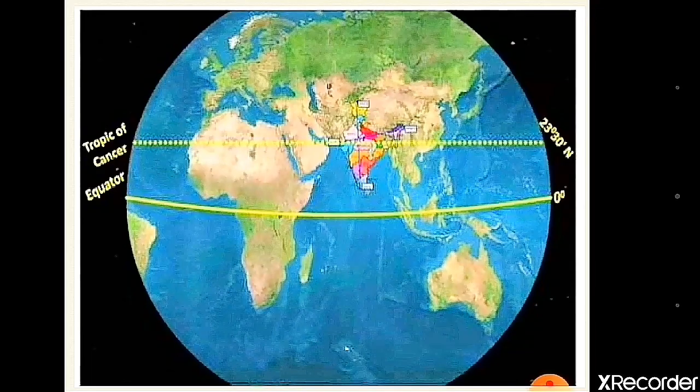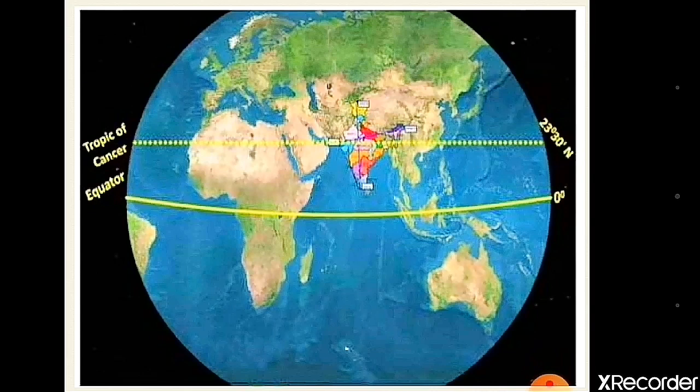So we are going to look at the location of our country. You are looking at one bold line on this globe. That bold line is the equator. In the north hemisphere of this globe, the map of India you are looking at, this is not far from the equator. The India's location is not far from the equator. 8.4 degree distance is here from equator to India.